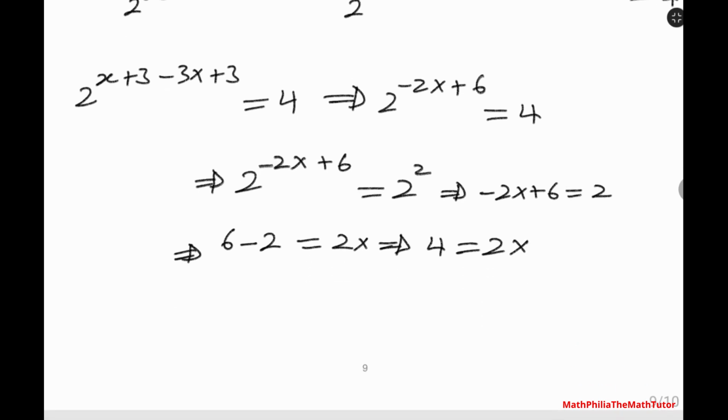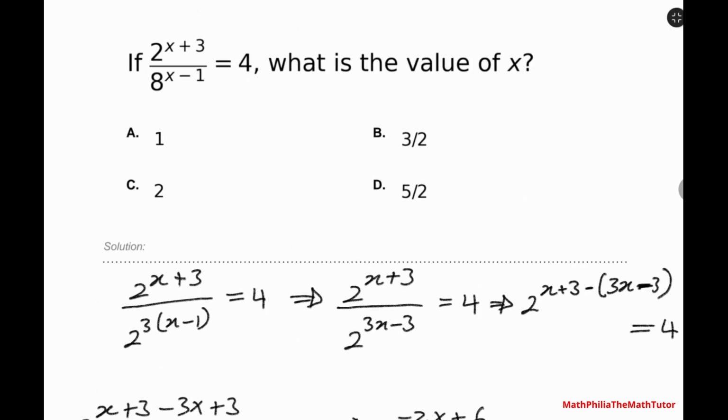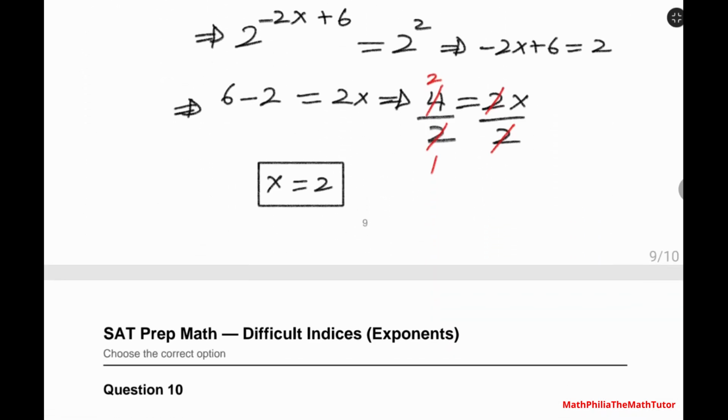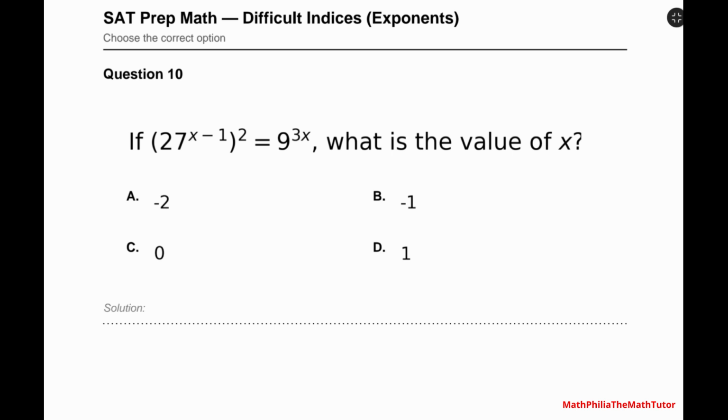In order to have x on its own, we divide both sides by 2. 2 cancels 2. 2 goes into itself 1 time. 2 goes into 4 is just 2 times. Therefore, the value of x for this question is 2. Let's see our options. Yes, we have that here, option C. Again, you can verify your answers if you want. And this is our last question for this video.